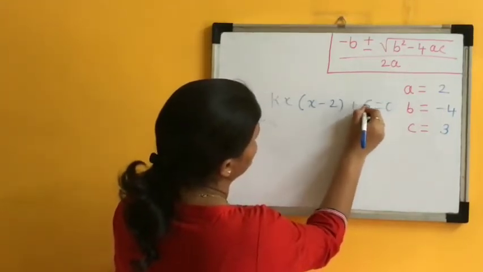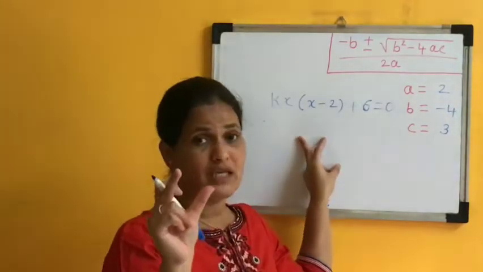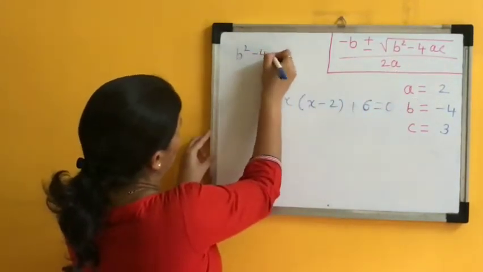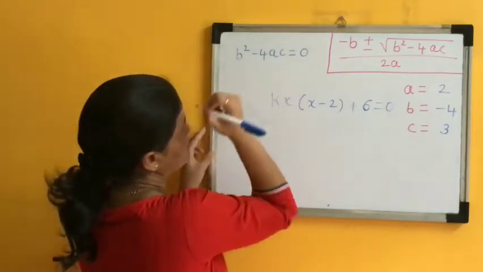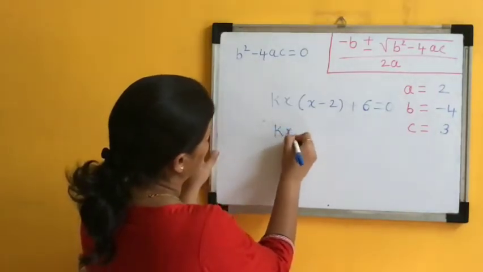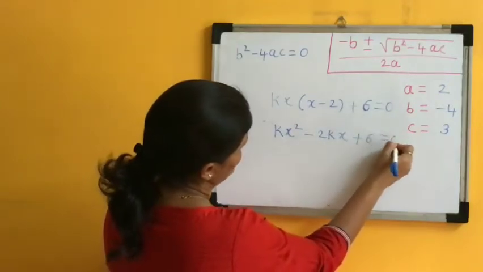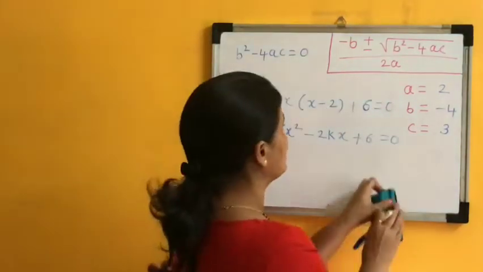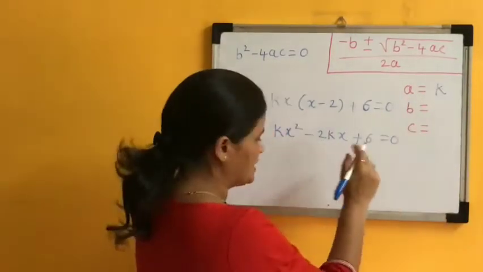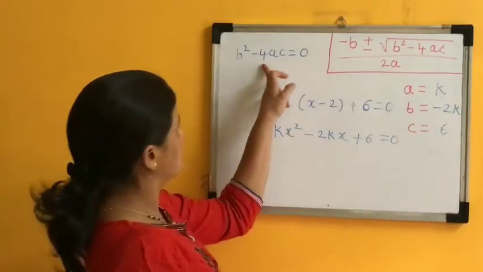Now what is the condition, friends? They are saying the given equation is having equal roots. That means b square minus 4ac will be 0, right? So let's first expand this equation. So it will be like kx square minus 2kx plus 6 equals to 0. Now what are the a, b and c here, friends? A is what? A is k. Yes, you are right. B is what? Minus 2k. And c is what? 6.